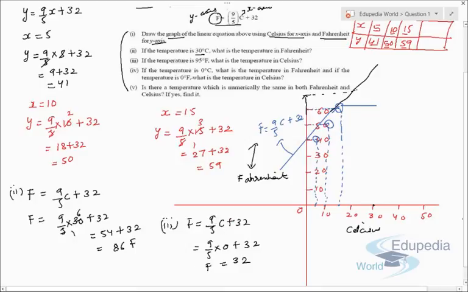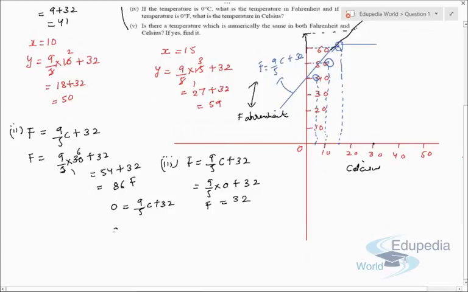Now for the other part: if Fahrenheit is 0, what is the temperature in Celsius? We can write 0 = 9/5 C + 32. So 9/5 C = -32, because when we take 32 to this side, the sign changes. So 9C = -32 into 5, and C will come out to be -32 into 5 upon 9. This is the temperature in degrees Celsius.